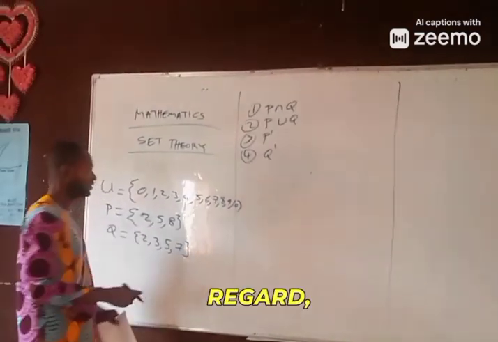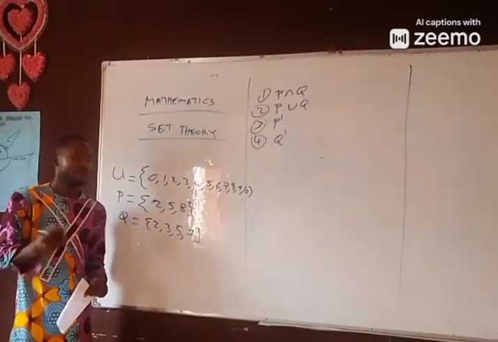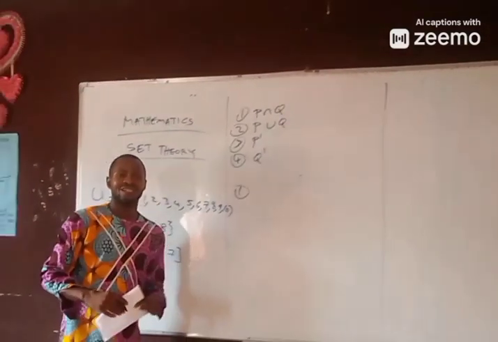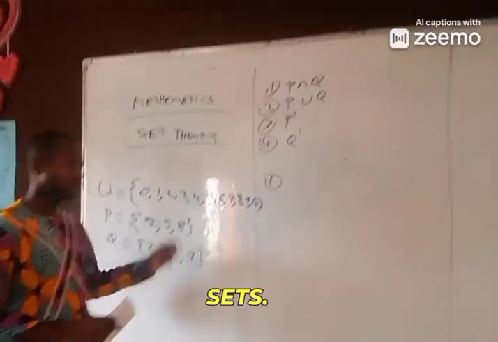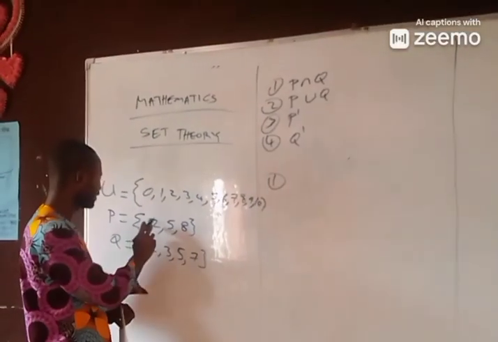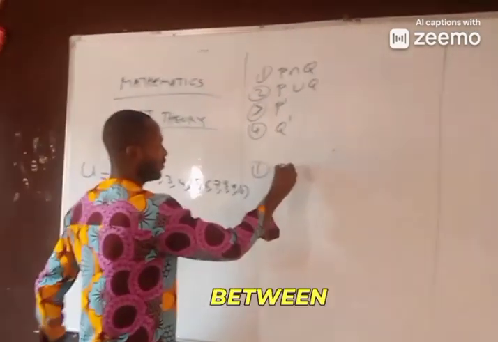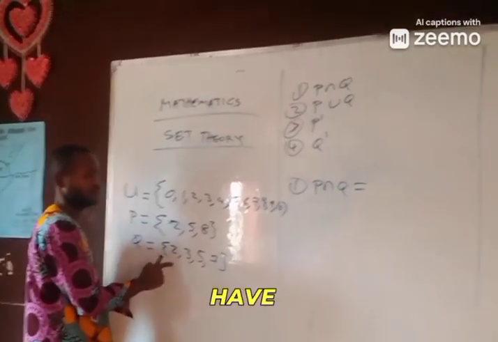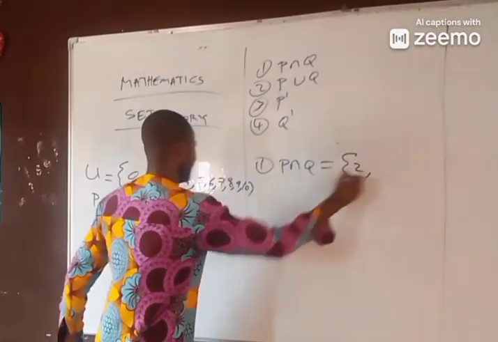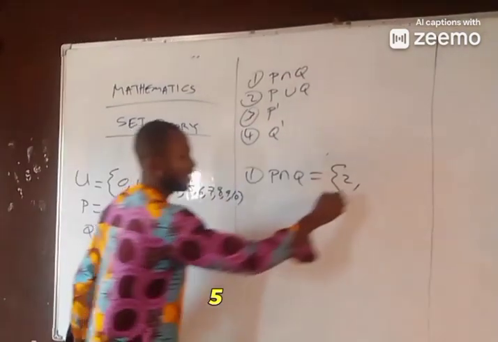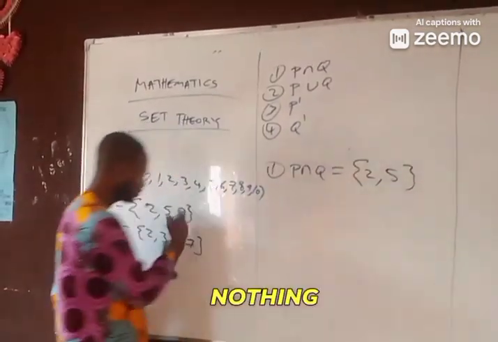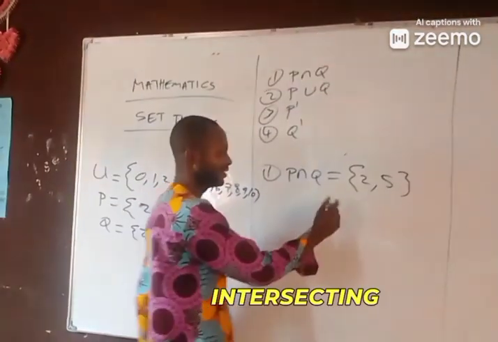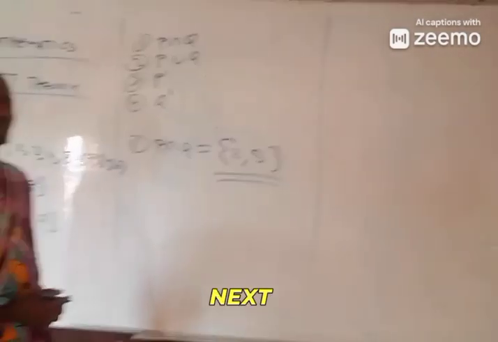So in this regard, we are going to start with the first one, which is P intersecting Q. What we mean by intersection is something that is common between two sets. So I look at P here and Q here. What is common between them is what we call P intersecting Q. Here we have 2, here we have 2, so 2 is common. Here we have 5, here we have 5, so 5 is common. There's nothing common between the two sets again. So this is P intersecting Q.